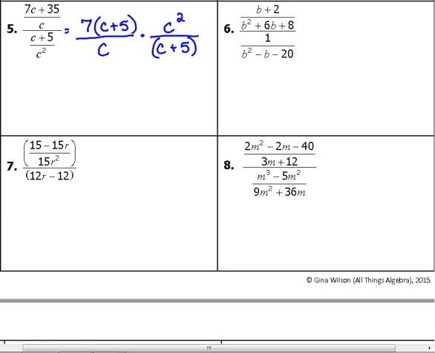Okay, so it's multiplication, so we're looking to see what's in the numerator and in the denominator. We've got c plus 5, top and bottom, so we can cancel those. We've got c squared over c, that leaves us with a c. So we've got 7c is all we're left with here. It simplifies down to just 7c.